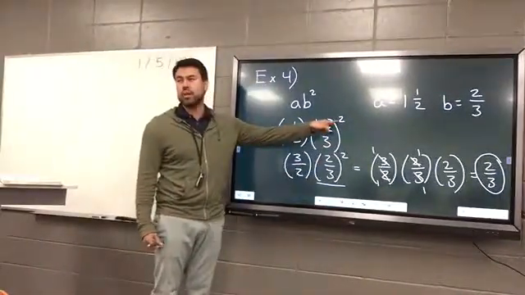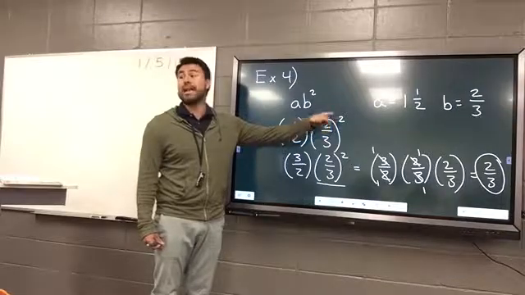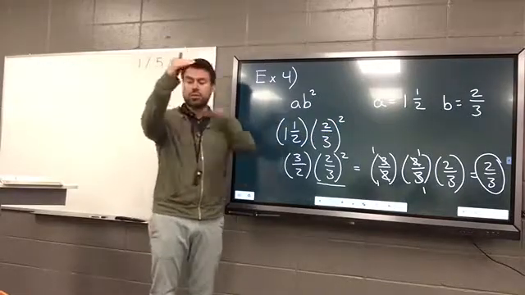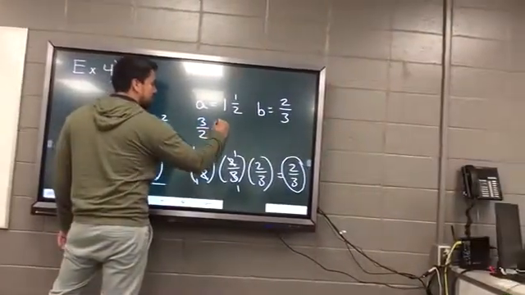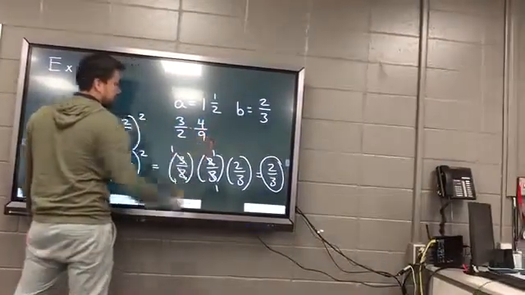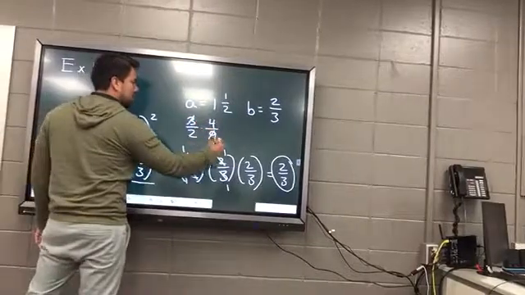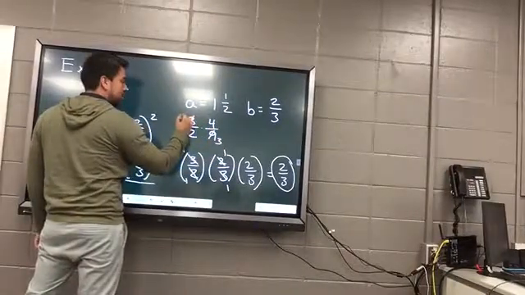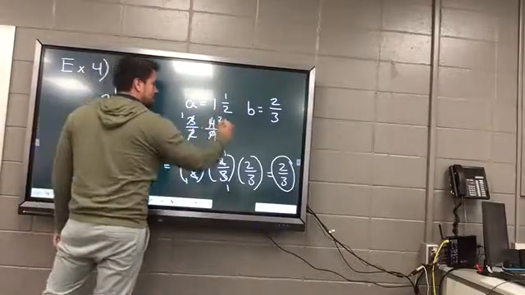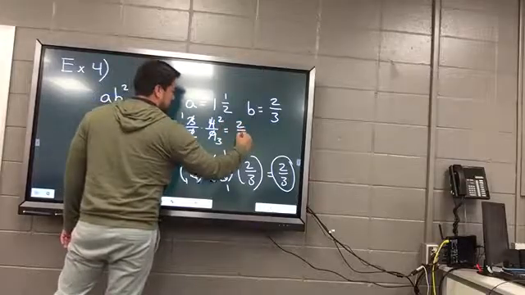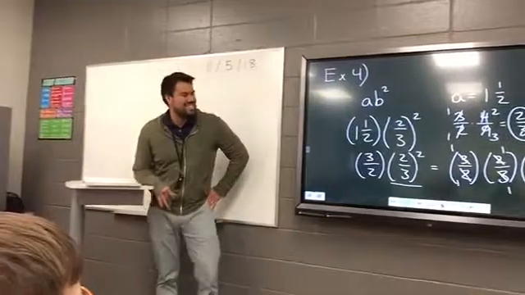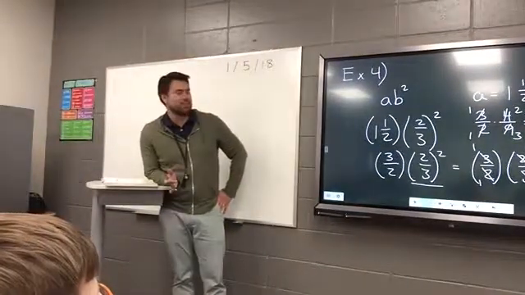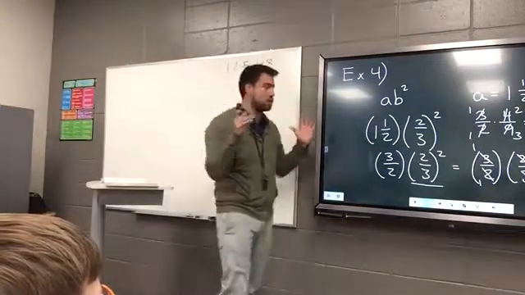What's 2/3 squared? 4/9. Yeah, 2 times 2, 3 times 3. And what's 3/2 times 4/9? Well, 12/18. And then what does that reduce to? 2/3. So you still get 2/3, don't you? Either way you do it, you're going to get 2/3. Now, that answer isn't making too much sense to me either, as I look at it initially.